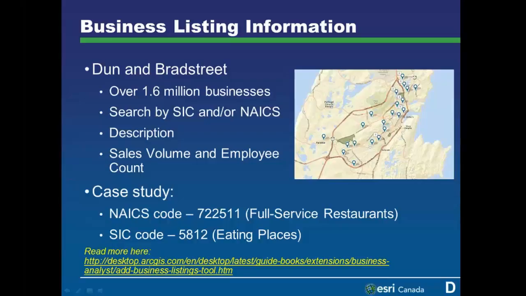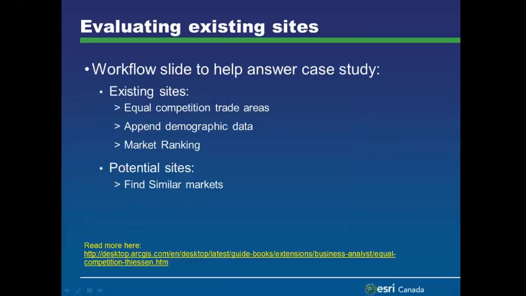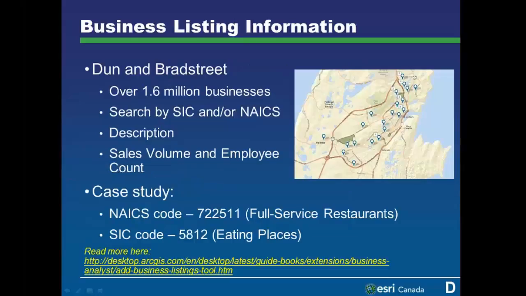So last week I talked about the Dun & Bradstreet data set that comes available with Business Analyst Online. That same data set is available within Business Analyst Desktop. For the purposes of our case study, we're going to be searching based on the North American Industry Classification System and the Standard Industrial Classification, or SIC codes, that will closely match those classifications that match Chess's restaurant. Your search results will be added to your map and presented in the table on the left-hand side of the application. So that's where we transition over to the application.